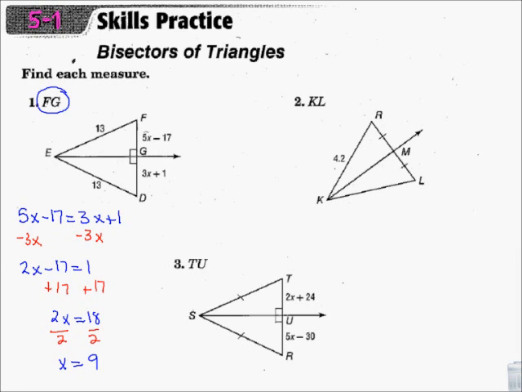FG is this length right here. So I'm going to plug in that 9. 5 times 9 minus 17, which is going to be 45 minus 17, which is going to be 28. So here's my final answer, is 28. And if this one's 28, this one is also 28.